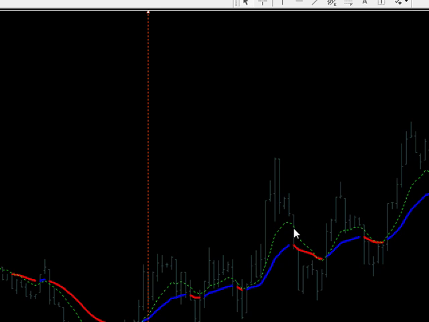So if you would have got long here, okay, it would have went against you. It would have freaked you right out here for about 5 minutes, and then it shot back up. Would have gave you a few pips profit. Then again it came down. Would have freaked you out, going, oh no, I gotta get out, I gotta get out. But the trigger line did not cross in either case. It did a little bit here, but it shot right back up.